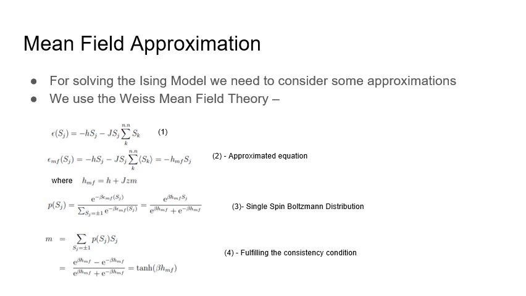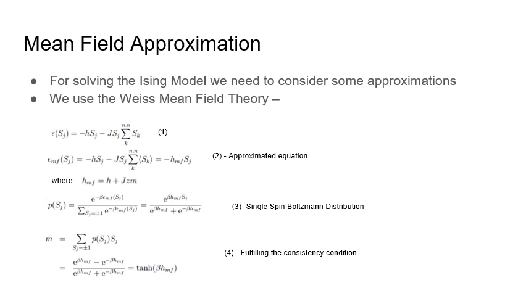The second equation basically gives you an approximated value where the value of H_MF is given as a sum of H and JZM. J is the coupling energy, and M here is the magnetization per spin of the lattice points. Now, the magnetization per spin is nothing but the summation of all the spins over the total number of spins given, or the total number of particles.